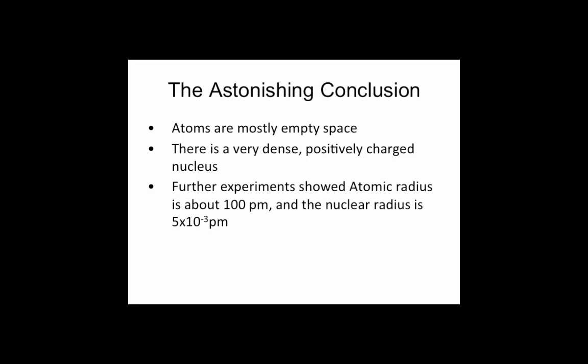So further experiments showed that the atomic radius is about 100 picometers, and the nuclear radius is 5 times 10 to the negative 3 picometers. So what does that mean? That's crazy. It means that the size of the atom is about 20,000 times the size of the nucleus. So this is a very astonishing conclusion. The atom is composed of a very dense, small, positive nucleus, and the electrons are somewhere around that nucleus. But the question is, where are the electrons and what are they doing?